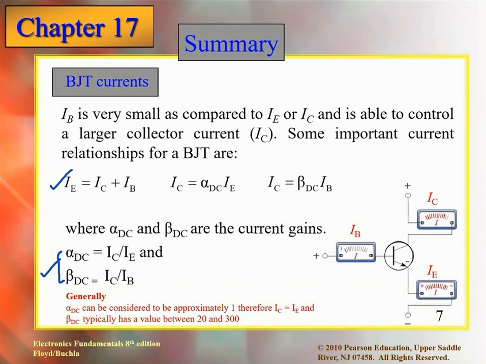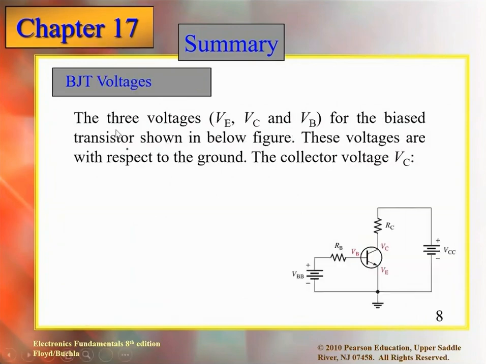Now next we will look at the voltages, the different voltages like VB and so on. We will look at that also. So these are the formulas, and these are the BJT voltages. Here we have already discussed the setup, and now VE is the emitter voltage, VC the collector voltage, and VB the base voltage.